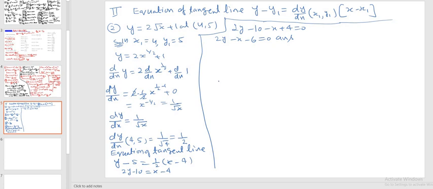Hopefully you understand. In that way, you can try questions number 3 and 4 by yourself. If you try, then you will learn more.